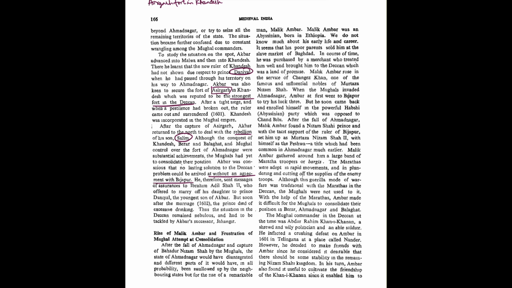He therefore sent messages of assurances to Ibrahim Adil Shah, who offered to marry off his daughter to Prince Daniel, the youngest son of Akbar. But soon after the marriage, the prince died of excessive drinking. Thus, the situation in the Deccan remained nebulous and had to be tackled by Akbar's successor Jahangir. The rise of Malik Ambar and frustration of Mughal Empire at consolidation.